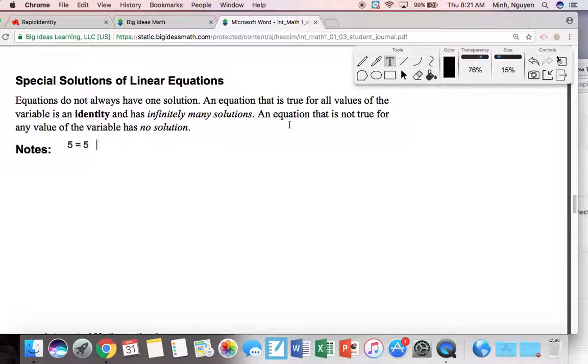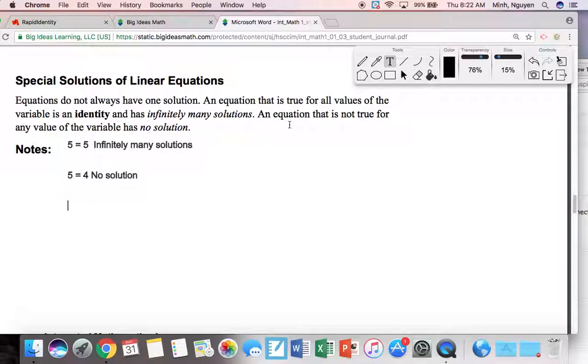So this is an identity, and if you ever work it out to a point where one number is equal to itself, you would just say infinitely many solutions. On the other hand, 5 equals 5 is true, a number is equal to itself. But let's say you get 5 equals 4. Well, no, 5 is never equal to 4. That never works. In this case, an equation that is not true for any value of the variable has no solution. This just does not work out.